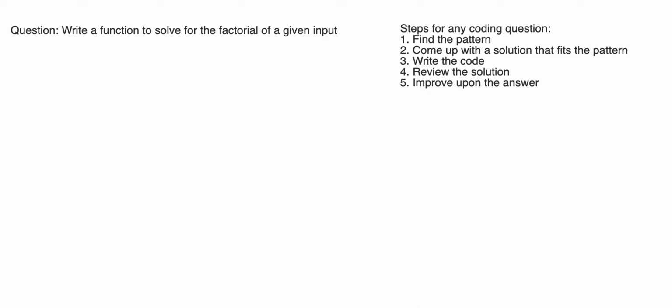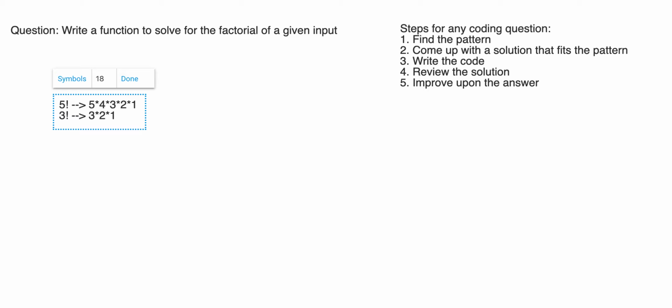So again, here we have this question, which is write a function to solve for the factorial of a given input. And for those of you who don't know what a factorial is, when you have 5 factorial, it's usually denoted with 5 exclamation point. Let me go ahead and move this bucket so we can still see the question. So 5 factorial translates to 5 times 4 times 3 times 2 times 1. And in the same way, 3 factorial translates to 3 times 2 times 1.